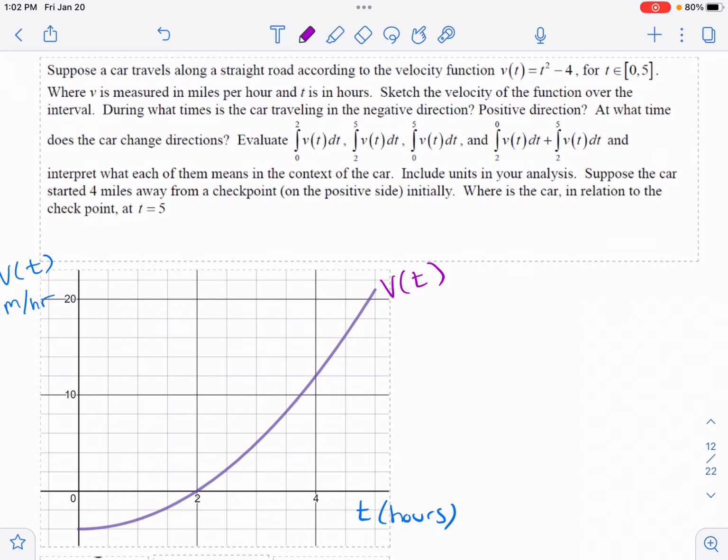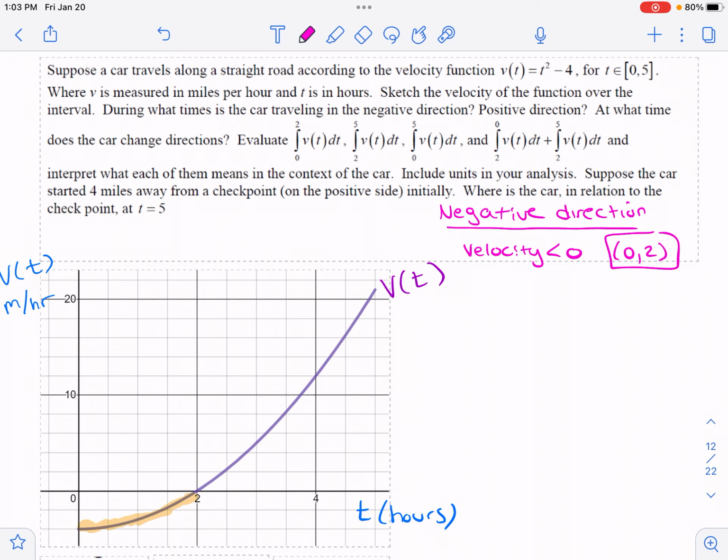Let's review that. That's a concept from differential calculus, not integral calculus, but we should review it anyway. So negative direction. Well, you're traveling in the negative direction whenever your velocity is negative. So this happens when your velocity, well, I'll write it in words, when your velocity is negative. And so if you look at your velocity graph, that is happening on the time interval 0 to 2. So in our case, that would be in the time interval 0 to 2. So that was the negative direction.